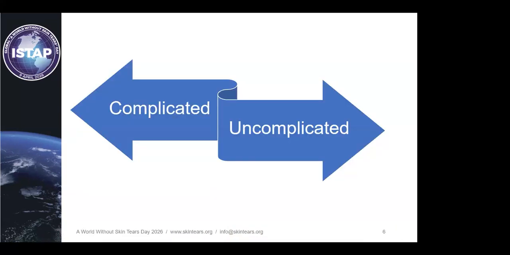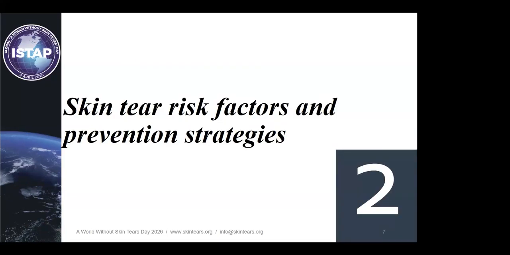We also define skin tears in terms of the healing period into complicated and uncomplicated wounds. An uncomplicated skin tear is expected to achieve full epithelialization or heal within approximately 4 weeks, whereas a complicated skin tear does not heal within 4 weeks. The identification of individuals at risk as well as risk factors is integral to the prevention of skin tears.